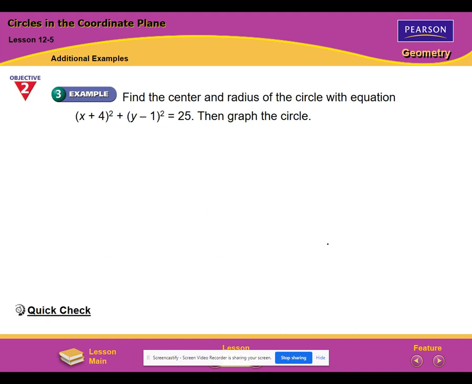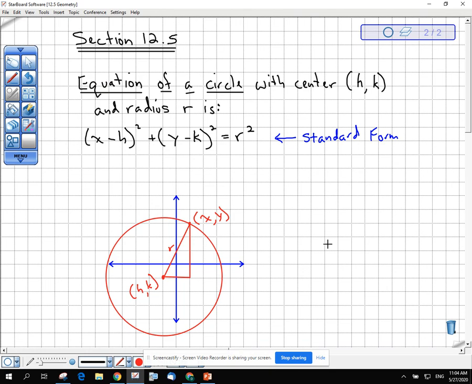Okay, one more. It says find the center and radius of the circle with the equation x plus 4 squared plus y minus 1 squared equals 25, and then graph the circle. So basically this is the opposite of a previous problem, where now they're giving us the equation, we're asked to find the center and radius, and once you have the center and radius, it's easy to go ahead and just graph it as well.